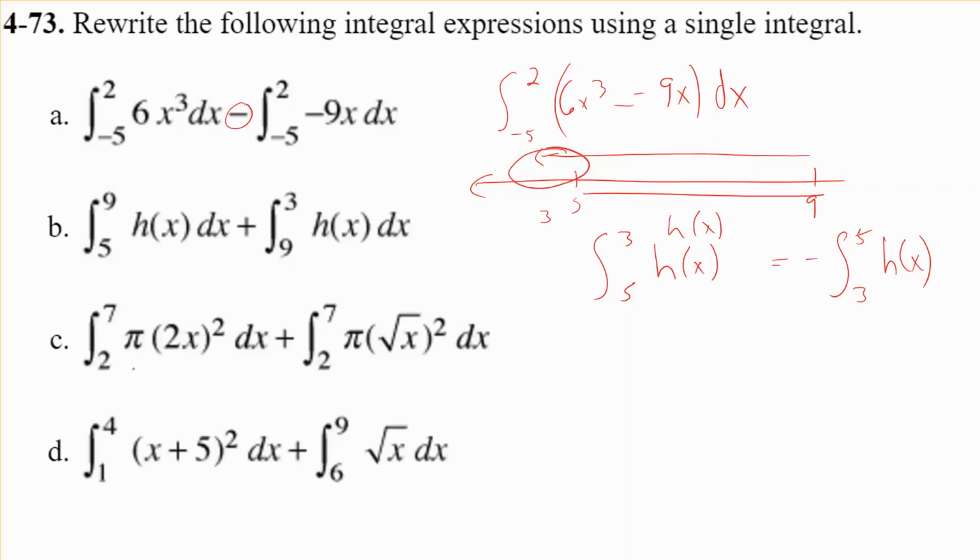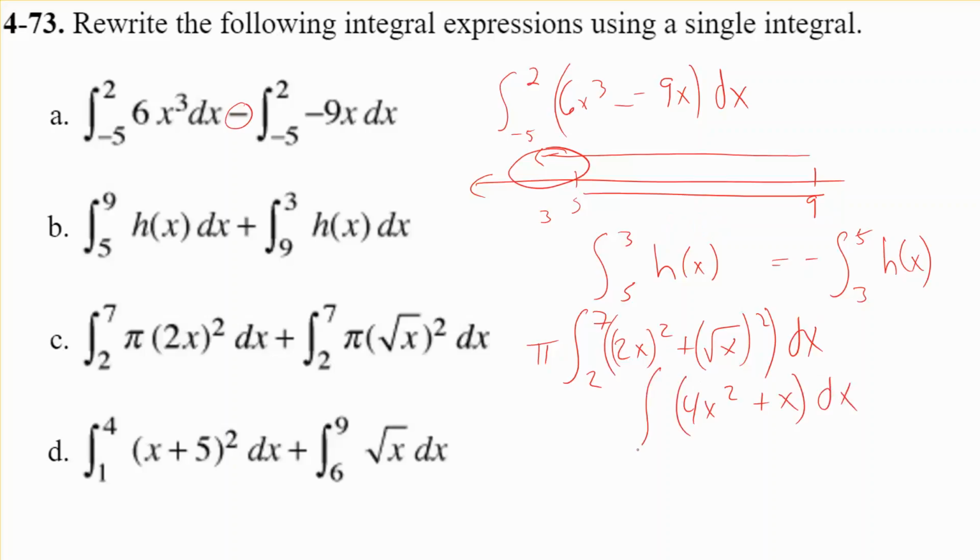All right, the next one's got just our straight up integrals again. Pi 2x squared, and this one's also got a pi. So one thing we want to hit is that we can take that constant multiplier and we can put that outside, and we've done that in class with a 3 or a 0.5, and then we can just add the numbers that are inside. 2x squared plus the square root of x squared. Now we could do some simplifying there. We could call that 4x squared plus x if we actually just squared everything.